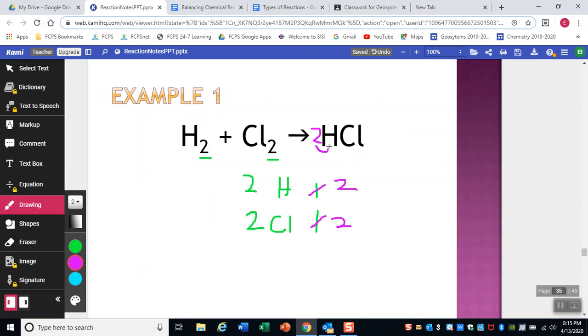So 2 times 1, so I have 2 hydrogens and I have 2 chlorines. Check. And that's the same on both sides. So that would be balanced. Now, sometimes if you have multiple choice tests, you would write the coefficients. So the coefficients, if there's nothing there, it would be a 1. So 1, 1, and then 2 would be my answer.